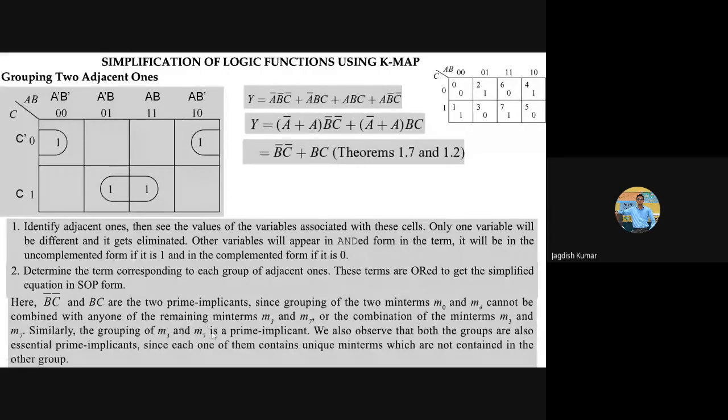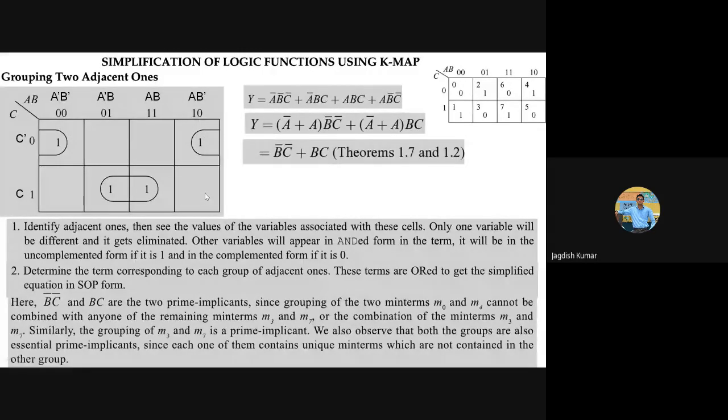Similarly, grouping M3 and M7 is also a prime implicant. That also I told you. We also observe that both the groups are essential prime implicants, since each one of them contains a unique minterm which is not contained in the other group. Essential prime implicant means this one is included only in this pair, and this one is included only in this pair.